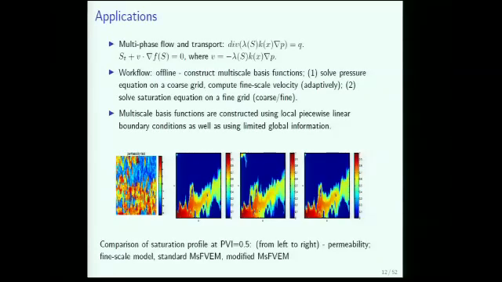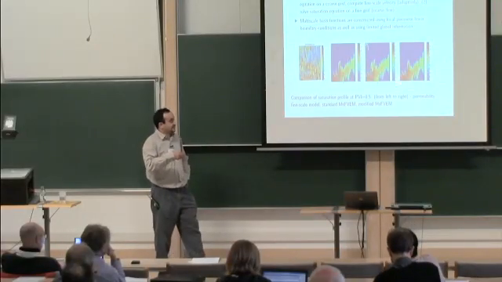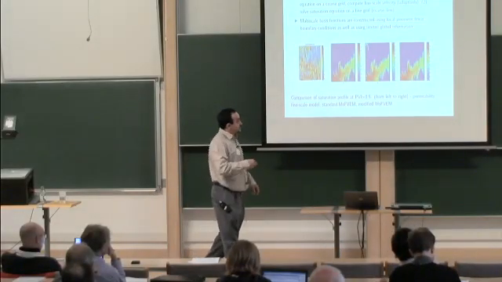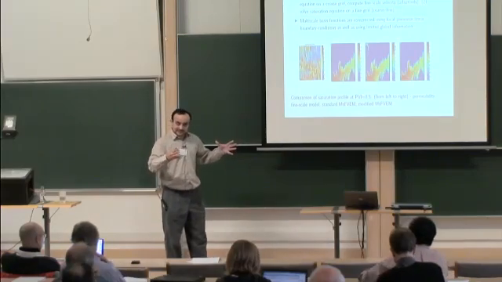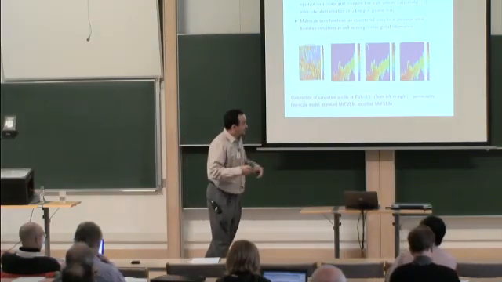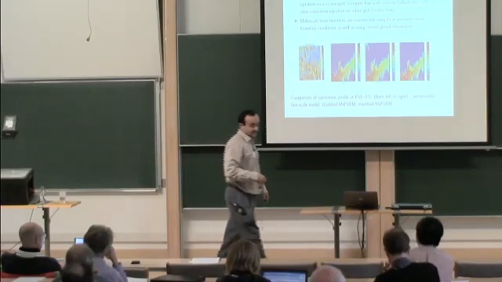Here, if you use a local basis only, you can see that there are errors here. The local basis doesn't see the connectivity at this corner, so it introduces errors, and there are errors here. If you use bigger coarse blocks, you can make this much more accurate. For example, here we use larger coarse blocks, and it's a much more accurate saturation profile.